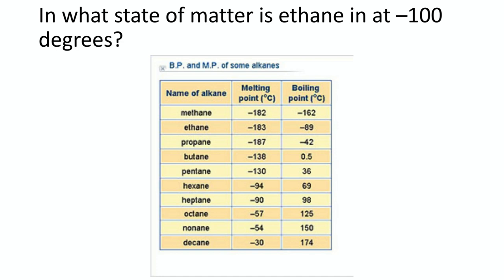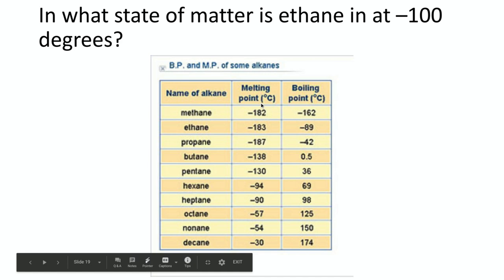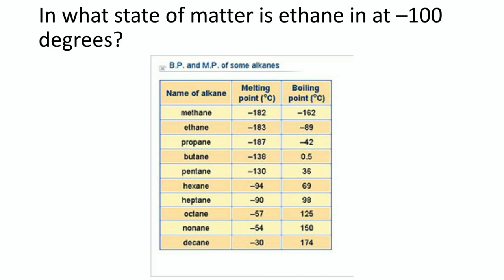Meanwhile, we're going to do a Kahoot tomorrow, and it's going to be an activity that's kind of based off of this. So let's take a moment to practice for tomorrow's Kahoot. So here we have a chart of different gases, and here's their melting point, which is also their freezing point, and their boiling and vaporization point. So the question up here is, in what state of matter is ethane at negative 100?